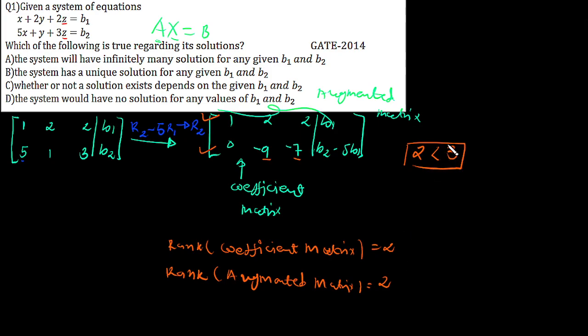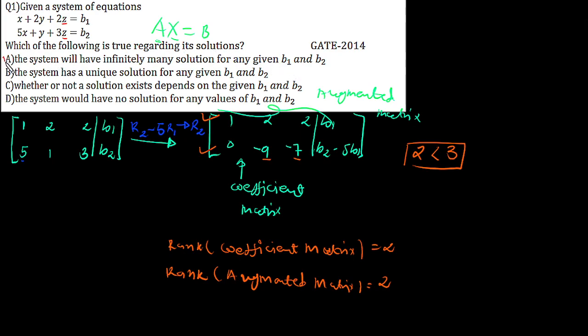Here the number of unknowns is 3. So now I can say this system has infinitely many solutions regardless of this b1 and b2. So now the option says exactly this way. Option A says the system will have infinitely many solutions for any given b1 and b2.